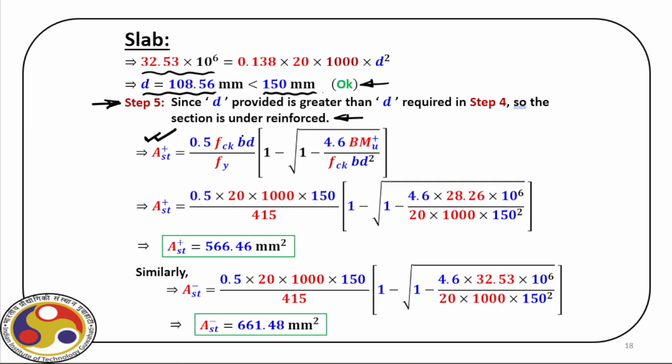Now in this expression, recall, we consider a 1 meter wide strip, and hence this B is 1000 millimeter here, as you can see. And for this 1 meter wide beam, we have AST requirement of 566.46 millimeter square. Following the same steps, we can also find out AST negative, which is 661.48 millimeter square, right?